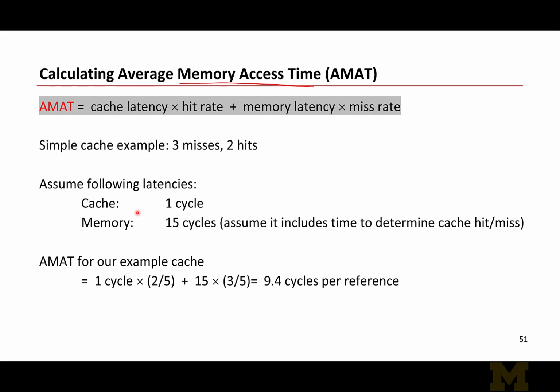And let's say we make some assumptions about how long the cache would take to access. Let's say it's 1 cycle, which is a fairly realistic assumption. And let's say that main memory would take 15 cycles. Now that's a little bit unrealistic because typically it takes much longer than that, maybe 100 or even 200 cycles. And I'm also going to assume that this time includes the time I'm going to spend in checking whether it's a cache hit or a miss.